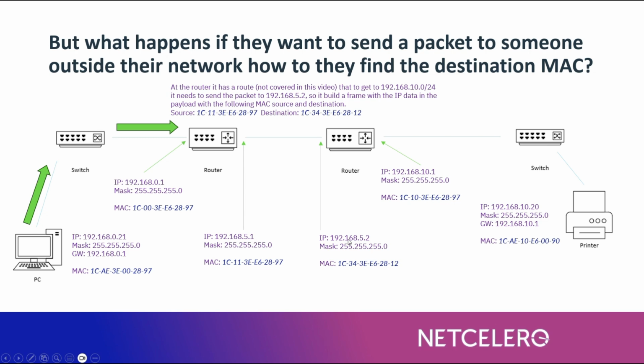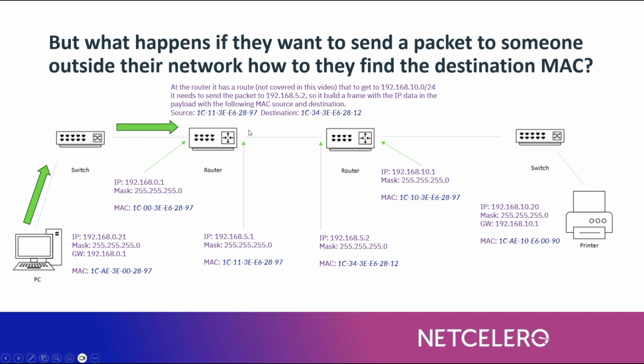It needs to send it to 5.2. It's one of the major principles of how routing works on the internet. The router just needs to know where is the next hop. It doesn't necessarily need to know the whole way there. It just needs to know the next hop. So what the router does is it builds a frame and pops the IP information into the frame.